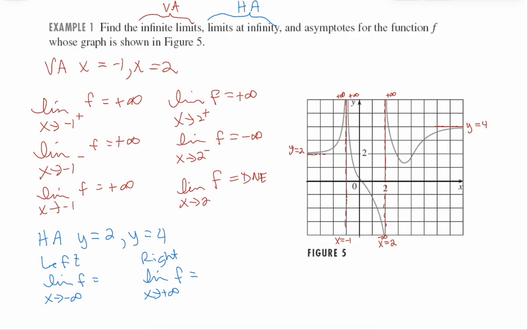But the left end and right end for this particular function is heading to a height. So the left end is heading to that height of 2. Our right end is heading to that height of 4. So that is our limits at infinity. Positive infinity goes to a height of 4. Negative infinity goes to a height of 2.